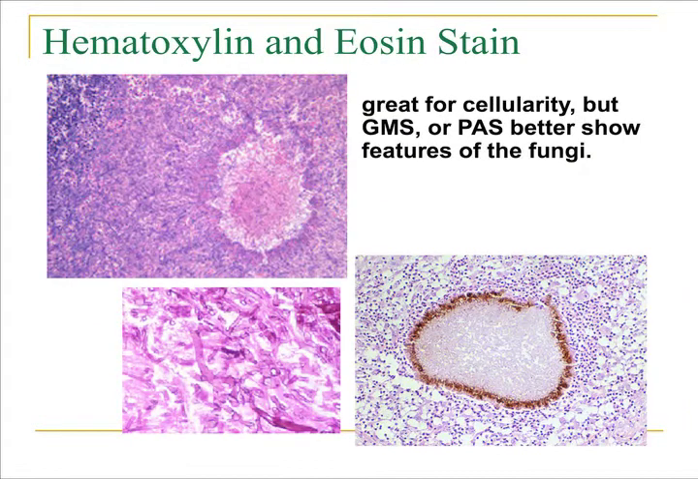On the next slide is the Hematoxylin and Eosin stain, of course known as the H&E. This is a great stain for looking at the cellularity of fungal infections, but GMS or PAS might be better for the actual visualization of the features of the fungi. But that being said, you can oftentimes visualize the hyphae in an H&E tissue. You can certainly see things like sulfur granules and such. So H&E is a very good starting point for the visualization of a fungal infection, and then you can move on to performing a PAS or GMS stain.